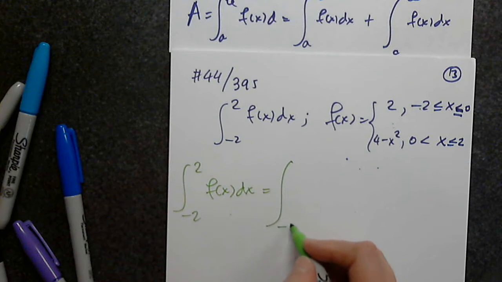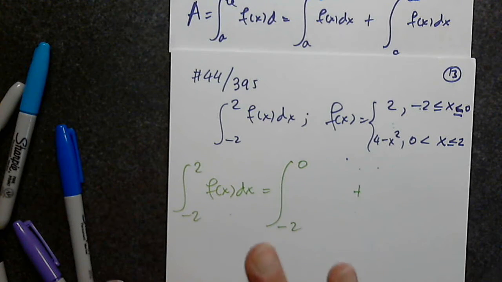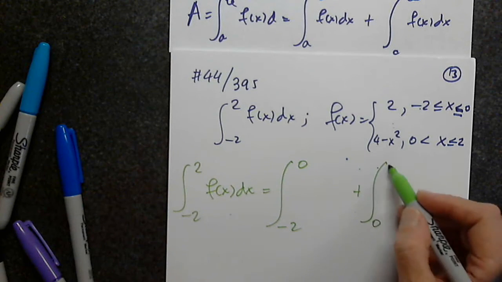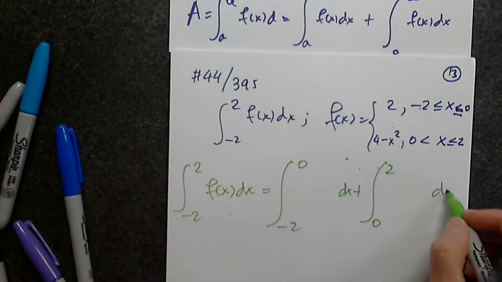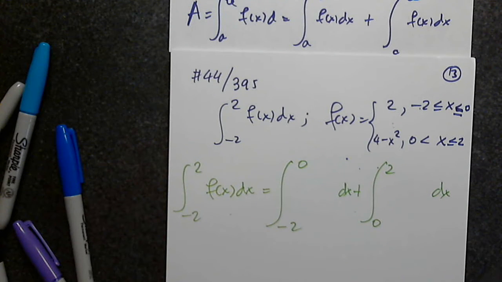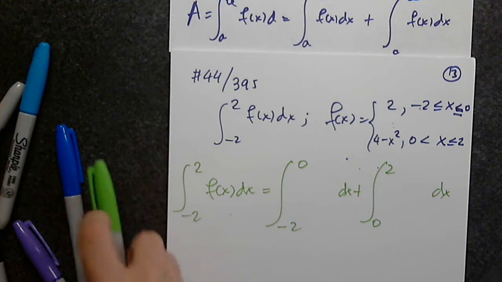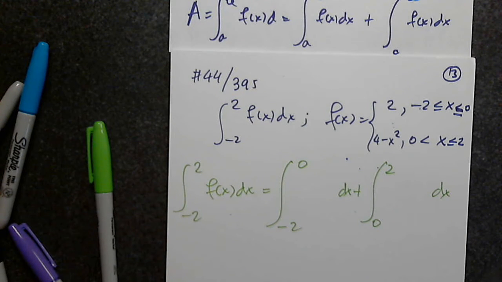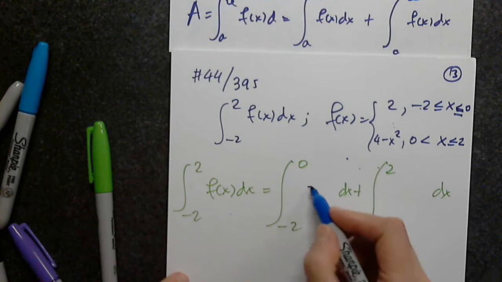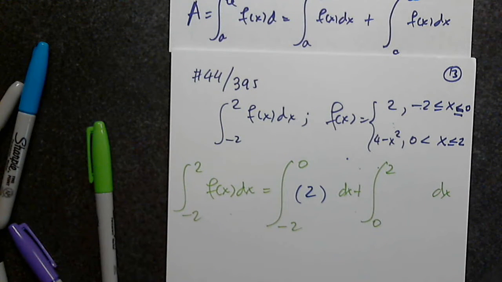Very good. The integral from negative 2 to 0 plus, and we'll come back and fill it in, 0 to 2. Of course, there must be a dx. There is no integral without dx. And now let's identify from what? The integral between negative 2 and 0 of what? 2. Of 2. Very good. And from 0 to 2 of?